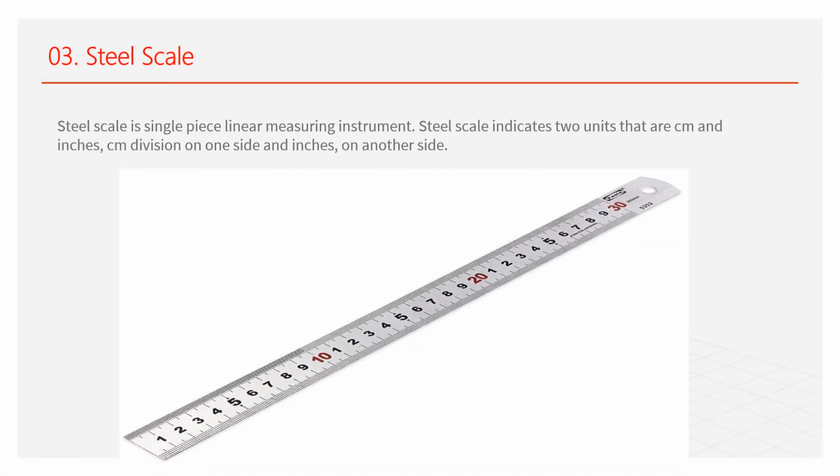Okay, today we will discuss the steel scale. A steel scale is a single-piece linear measuring instrument. It indicates two units, centimeters and inches: centimeter divisions on one side and inches on the other side. That is the steel scale normally used in the mechanical field.